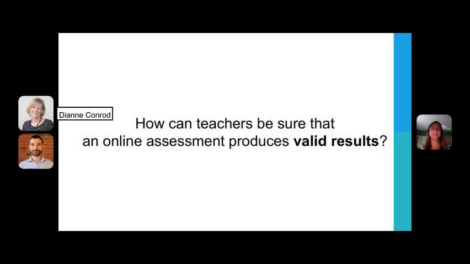How can teachers be sure that an online assessment produces valid results? Following assessments up with individual student meetings provides an opportunity for the teacher and student to ask clarifying questions. Although these can take a lot of time, it does provide insight into the student's process of thought and understanding beyond mechanics. It also allows students to voice their thoughts or concerns about the results and can open the door for deeper conversations about their assessment practices.